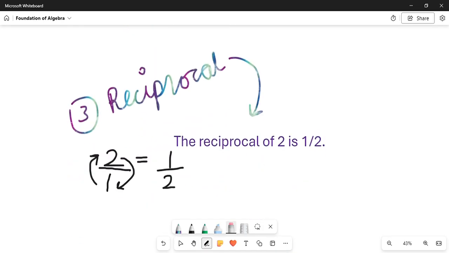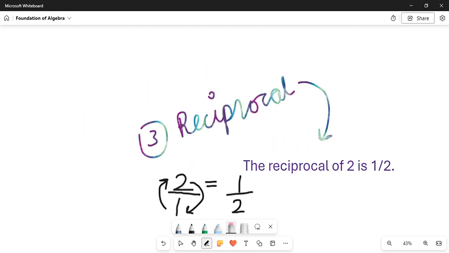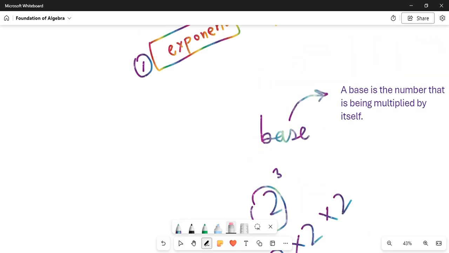And the third thing is reciprocal. Reciprocal is the kind of flip thing. You flip something around and you get the reciprocal. For example, the reciprocal of 2 is 1 by 2. Now, the logic behind this is that 2 is not just 2, it is 2 over 1, because 2 over 1 is the same as 2. So when we make the denominator the numerator and the numerator the denominator, we get 1 over 2, which is the reciprocal of 2. So I hope you get it. Now let's just move on to our laws here.